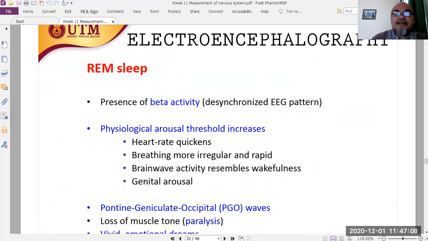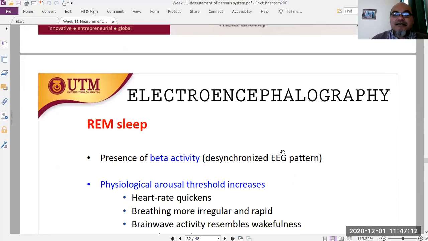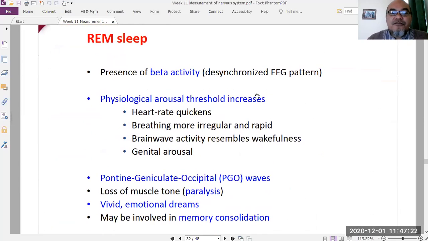REM sleep is the last part here. The beta activity is present, a desynchronized EEG pattern like this. No synchronization, I mean the frequency is more random, and the physiological arousal threshold increases. The heart rate quickens during REM. You breathe more irregularly and rapidly, as if you are doing activity inside your dream.